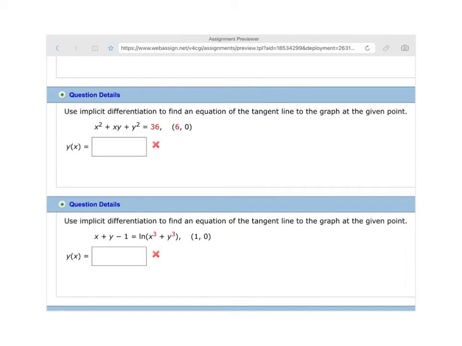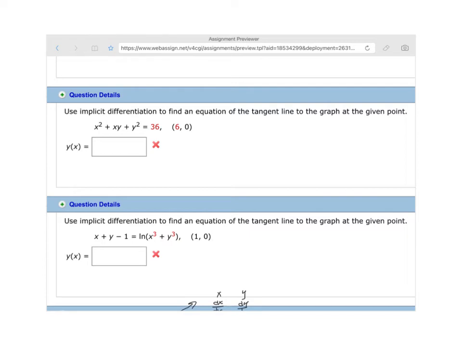So there's my derivative. And now I'm going to take my coordinate of (6, 0), and I'm going to plug it in for x and y. So this is going to become negative 12 minus 0 over 6 plus 0, or negative 2. And then my equation just becomes y equals negative 2 times x minus 6 plus 0.